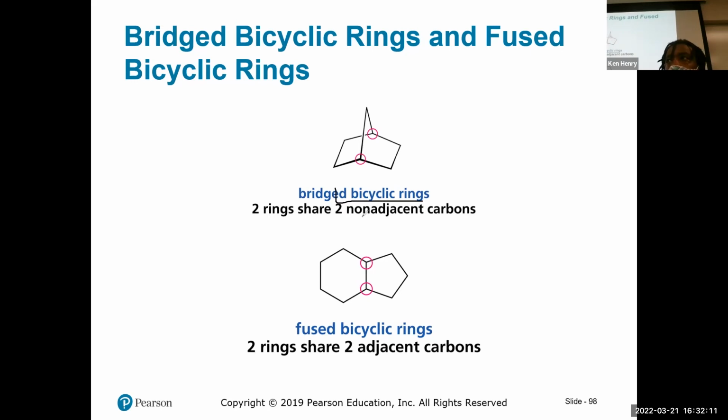And two of them are going to be at the non-adjacent carbons. Where this guy shows us two rings shared, but we have two adjacent carbons. So adjacent here. So this is a fused and this is a bridged.